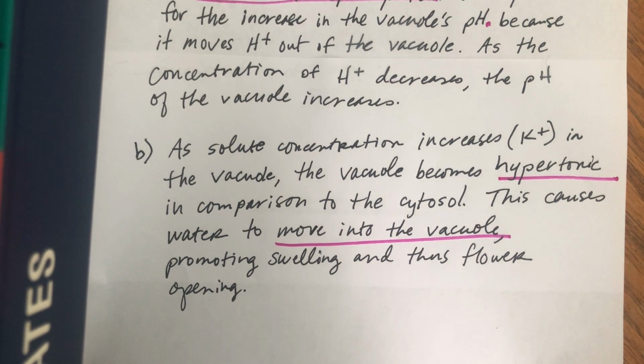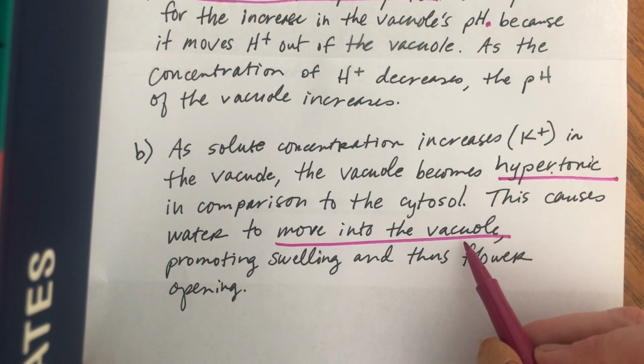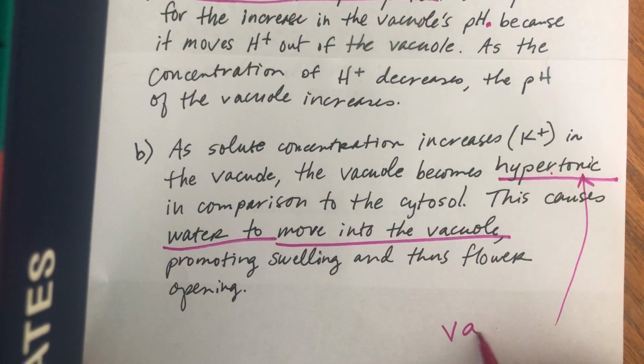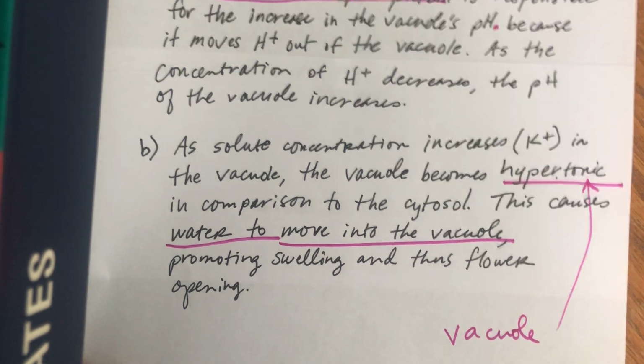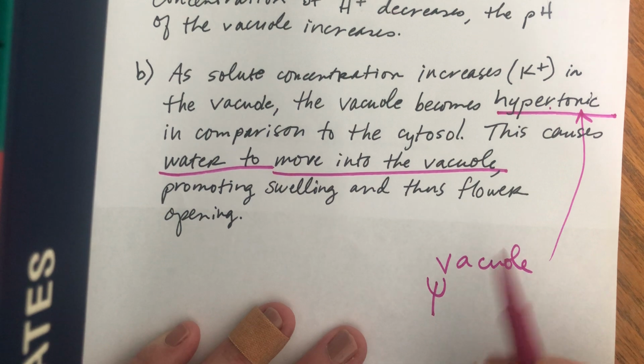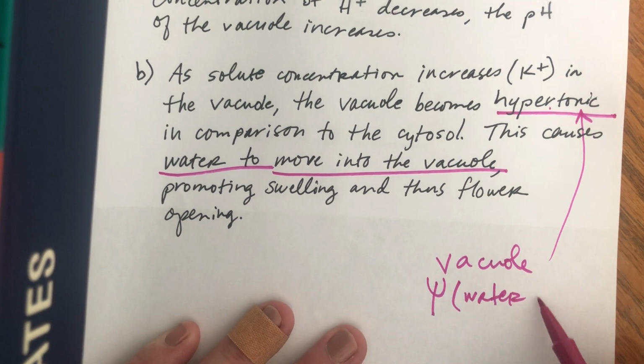Now, the prompt has a little bit to do with flower color, and I get that. The pH of the vacuole correlates to the color of the flower being blue instead of red. But this is all they wanted: the vacuole becomes hypertonic, causing water to move in. What's another way to say that? The vacuole's water potential, and remember, you can't use a symbol. You have to say it in words, water potential.